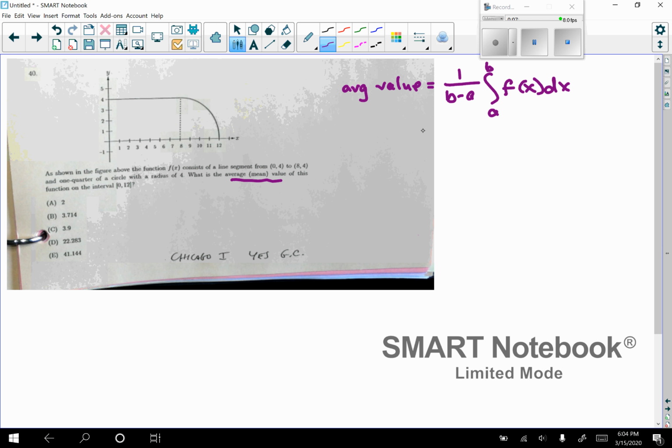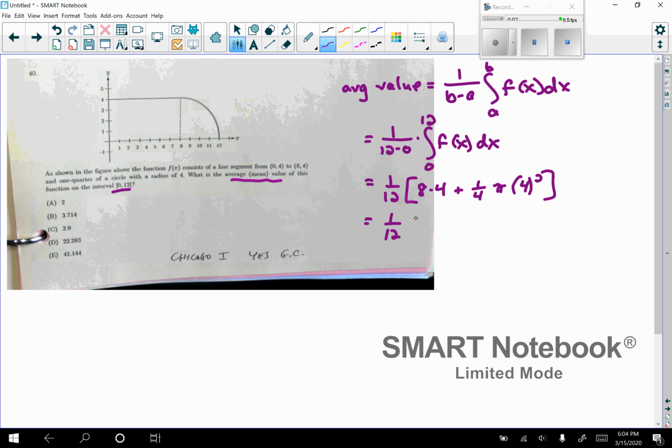All right, so when we go to write this out, we're looking at 0 to 12. So this is going to become 1 over 12 minus 0 times the integral of 0 to 12 of f of x dx. And then we'll just use the area here, so we're going to get 1/12. Our rectangle has a base of 8 and a height of 4, so that's going to be 8 times 4. Plus the quarter circle is going to be 1/4 pi. Our radius is 4, so squared, giving us 1/12 of 32 plus 4 pi. Type that into your calculator and you should get B, 3.714.